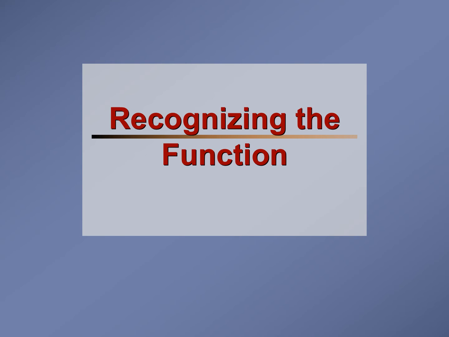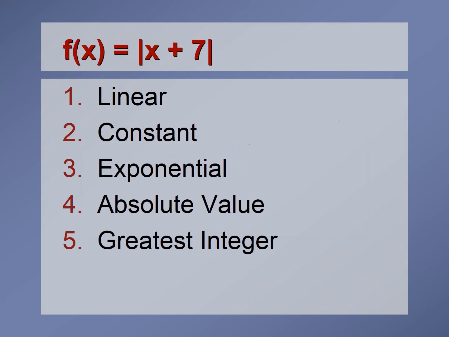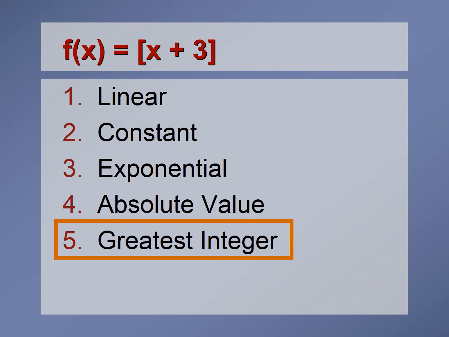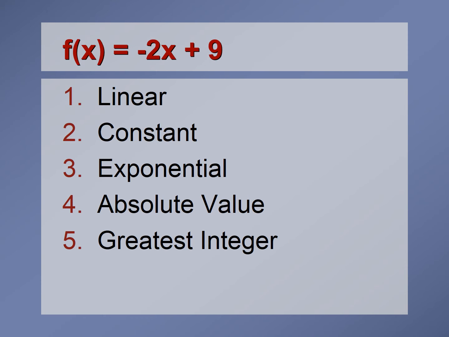So you have to be able to identify different types of functions. So let's try this one. f of x equals the absolute value of x plus 7. So your Q right there, those absolute value symbols, this is an absolute value function. The little brackets, remember, that tells us it's the greatest integer. Negative 2x plus 9. So this one looks like the form y equals mx plus b, which is linear.